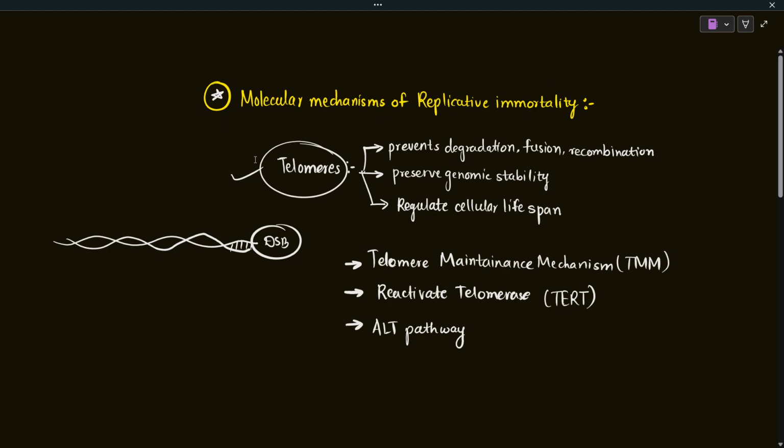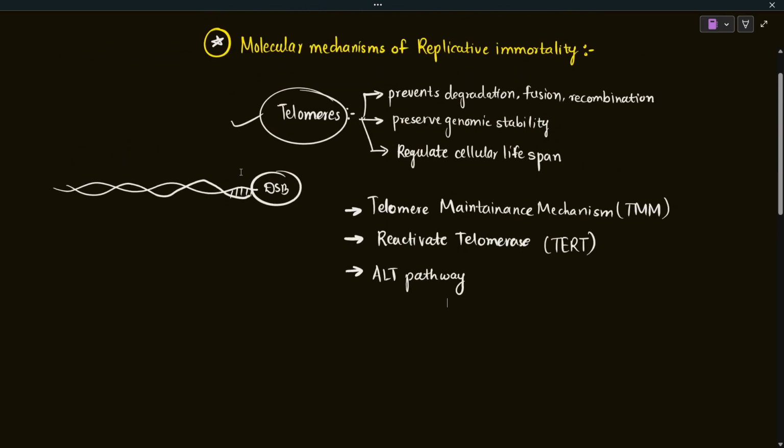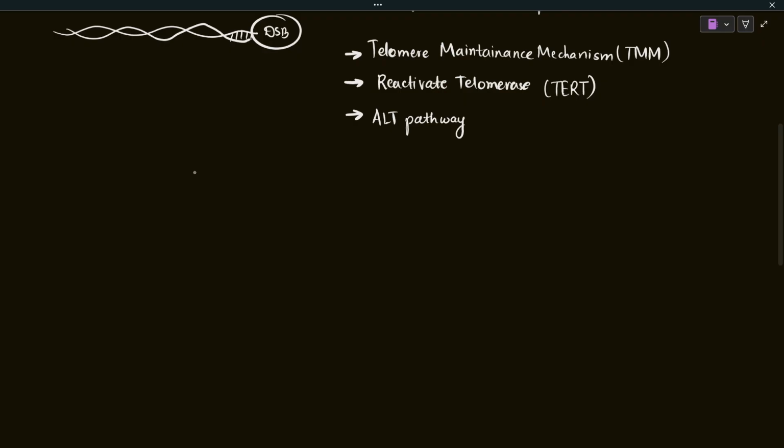So let's first learn about telomere biology. We learned about what telomeres do. Let's first learn about the composition of telomeres. What are telomeres composed of? They are composed of tandem repeats.